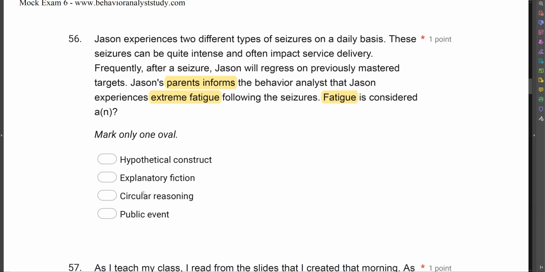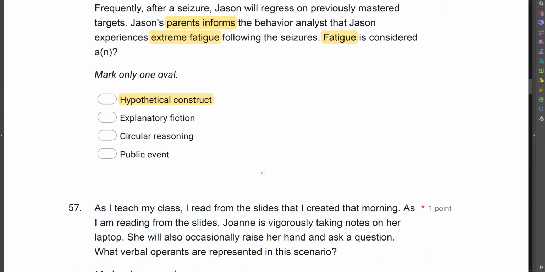Circular reasoning is when you bring it full circle, right? Jason regresses because he's fatigued. Well, since he's fatigued, he's going to regress. That's circular reasoning. We haven't gotten to that point yet. And a public event? Fatigue is not a public event. Fatigue is not reliably observable. It's not reliably measurable. I could be fatigued and no one else could know. How are you going to measure my fatigue? So following seizures, Jason is fatigued. His parents say he's fatigued. That is a hypothetical construct.